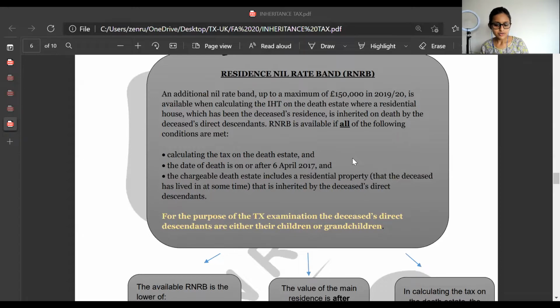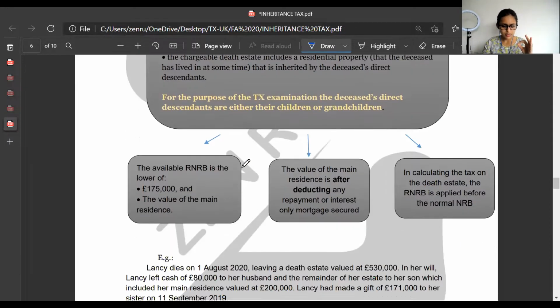Now with regards to residence nil rate band, there is a residence nil rate band you get of 175,000 in 2020-21. This is only applicable for death estate calculations. You get an additional 175,000 of nil rate band, and for this there are again conditions. There are 3 conditions which you see there.